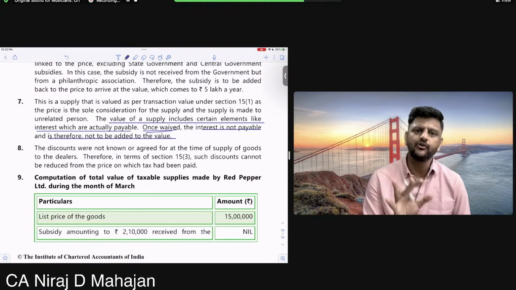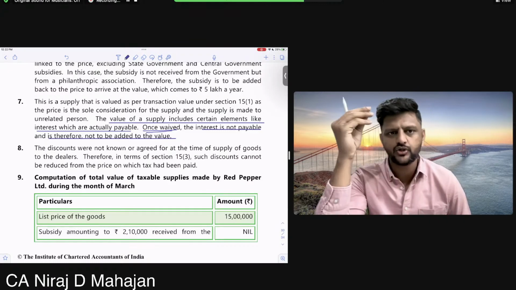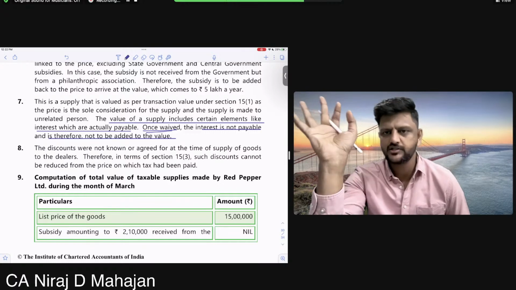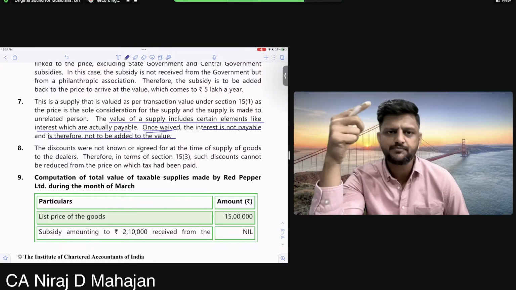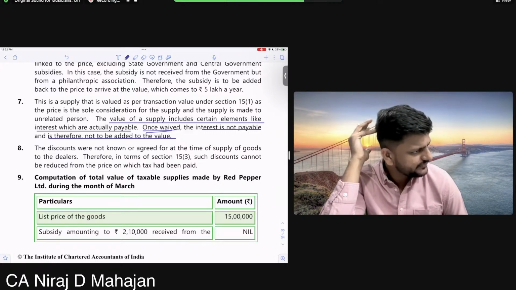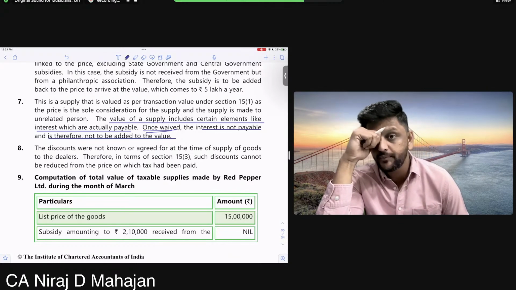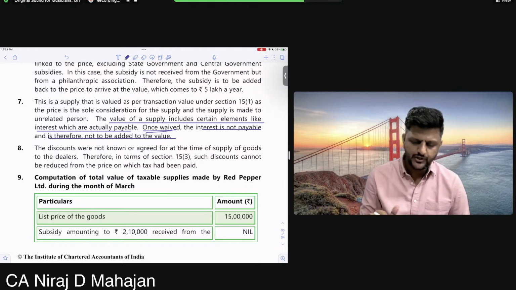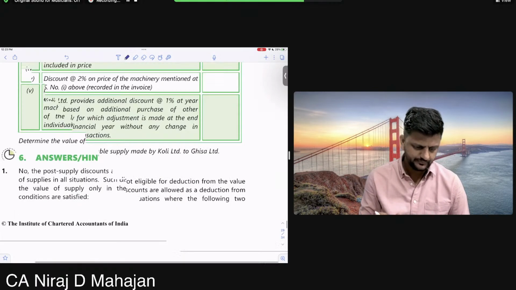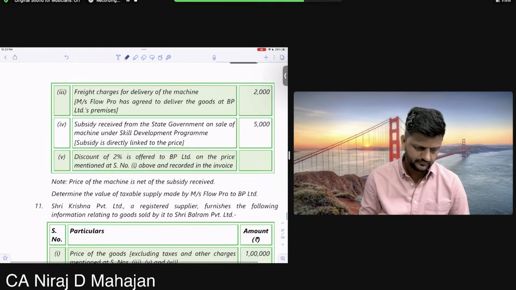So, whenever in doubt for this chapter, write that definition of transaction value. Transaction value: supply between unrelated persons, price is the only consideration, that is transaction value. But once that interest is waived, it is no more payable. That's why it is not part of the value. Done?